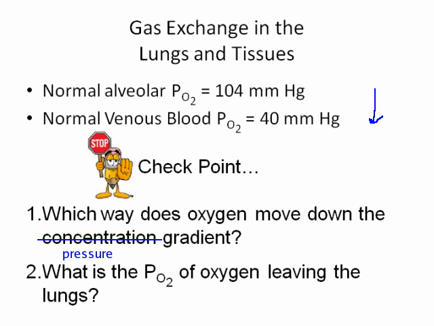What is the partial pressure of oxygen leaving the lungs? That partial pressure is going to be, depending on how you read that question, as it exits the lung, somewhere right around 95 or so millimeters of mercury. And that you might not know right off the top of your head, but that's what it's going to be.